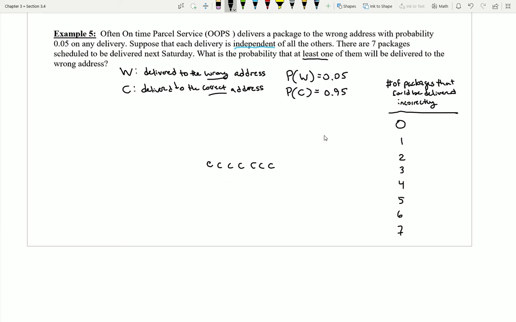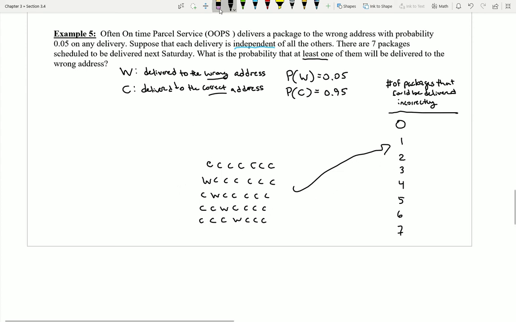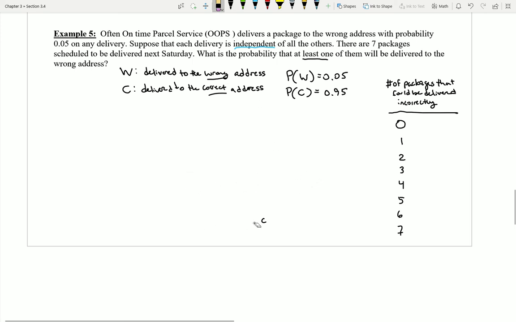But when I start thinking about how many different ways there would be to have one package delivered to the wrong spot, you can start to see how this can get really tedious really quickly. Because it could be that the first package is wrong, or the second package is wrong, or the third package is wrong, or the fourth package is wrong. I'm going to have so many possibilities just for this case of 1. And I haven't even gotten started on 2 packages going to the wrong address and all the different ways it could be jumbled around in here. So sometimes writing out all the possibilities directly takes way too much work, and it's easier to just think, I'm interested in counting up the number of packages.